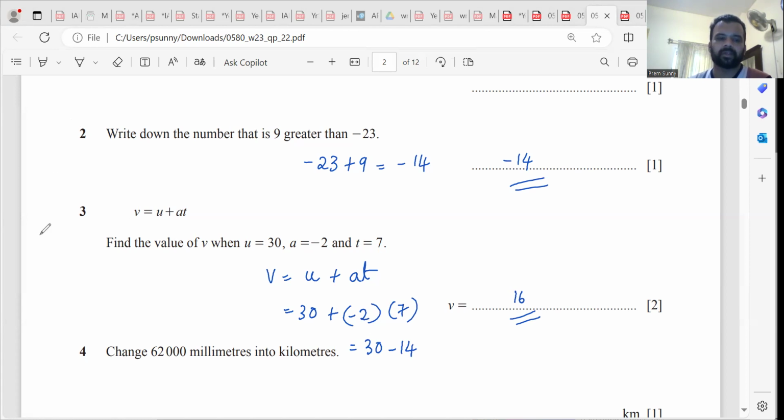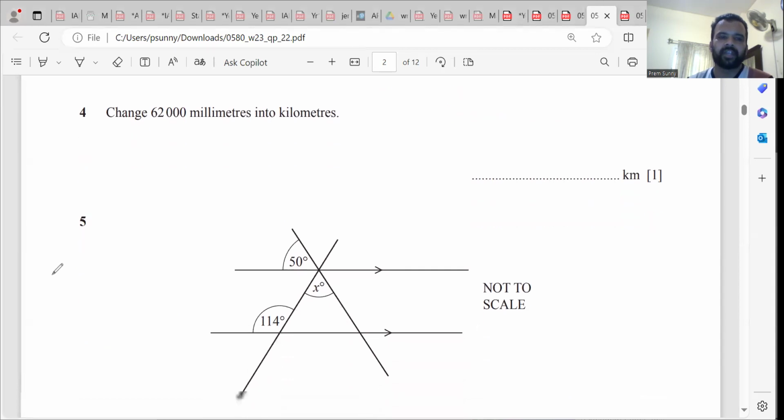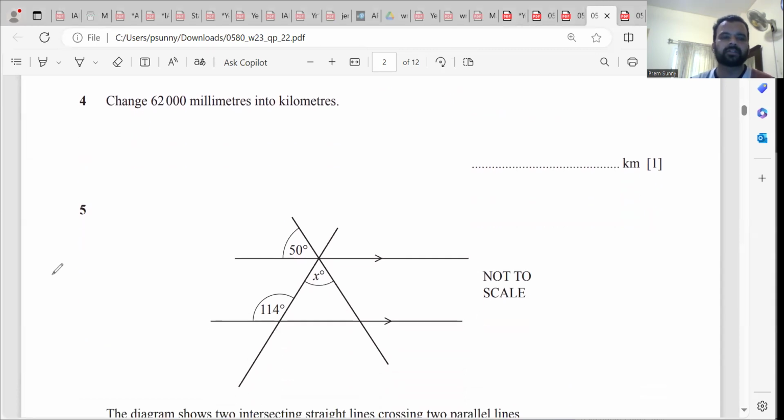Moving on to the next question here, that is question number 4. Change 62,000 millimeters to kilometers. So 62,000 millimeters is what we have. First you convert it into centimeter. Millimeter to centimeter, you cut 1 zero because we are dividing by 10. So this is 6,200 centimeter.